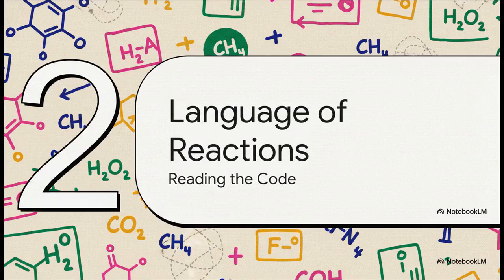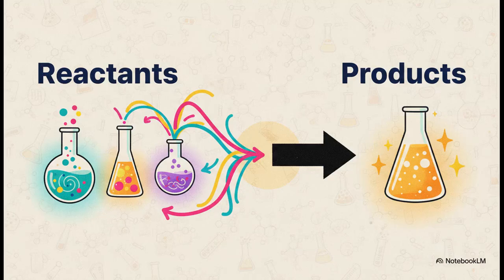All right, so now that we can spot a reaction, let's figure out how chemists actually write it all down. It's time to learn the language of reactions. Let's read the code. Every chemical equation is like a simple story or a recipe. On the left side of the arrow, you've got your starting ingredients. We call those the reactants. And on the right side, that's what you make at the end, the products. That's it, what you start with and what you end with.